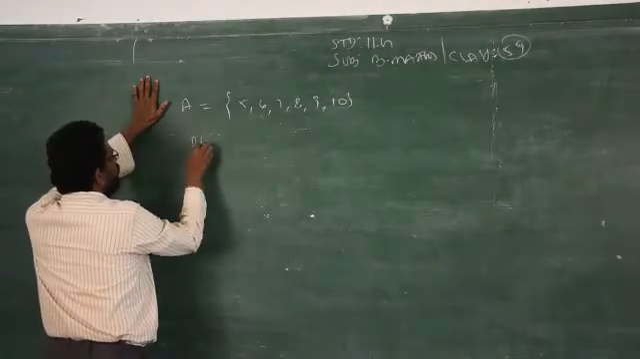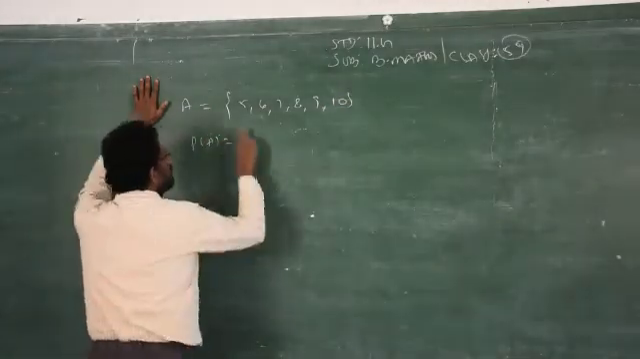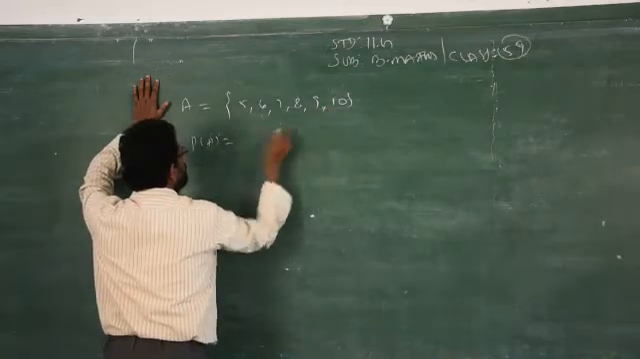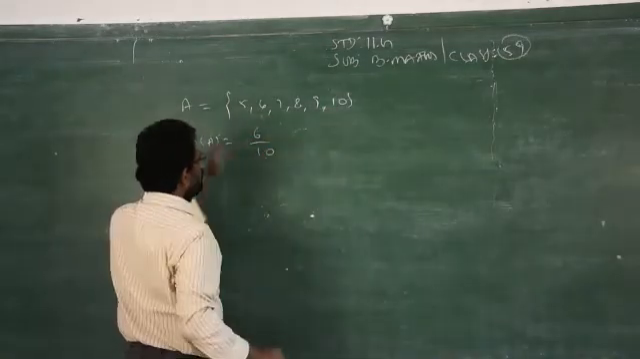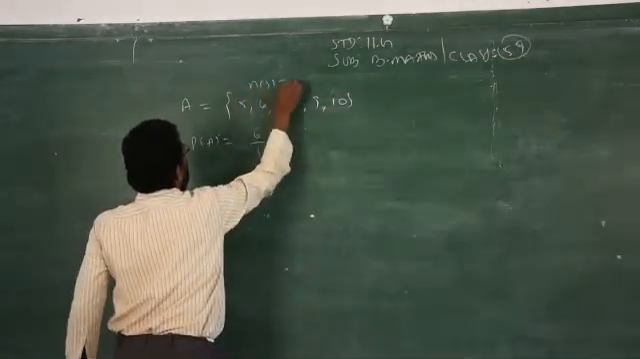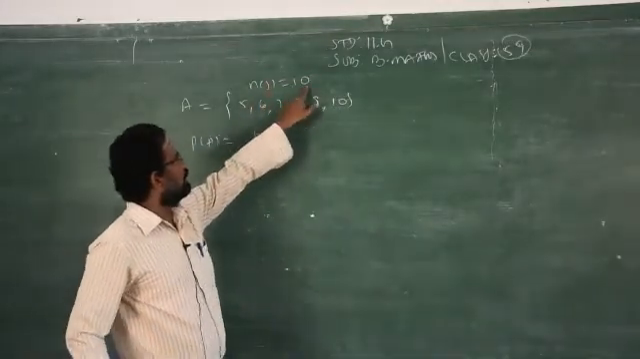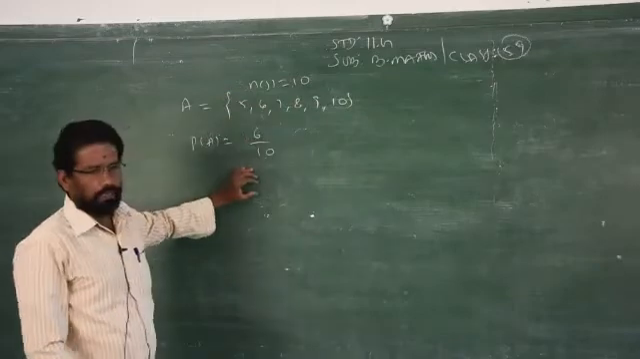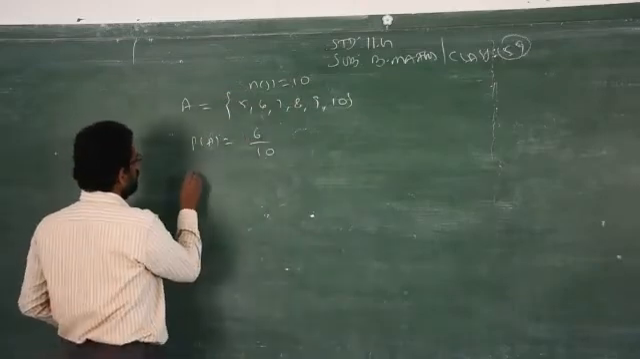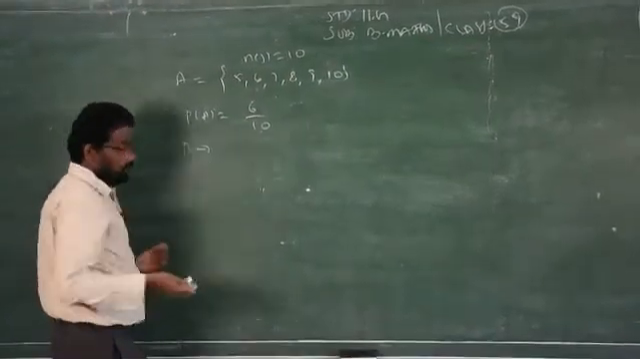Clear? Now P of A is equal to, what will be the answer? 1, 2, 3, 4, 5, 6. 6 out of 10, because the total number is given already: the numbers from 1 to 10, therefore n of S equals 10. So P of A is equal to 6 by 10. Clear? Next you have to consider P of B.